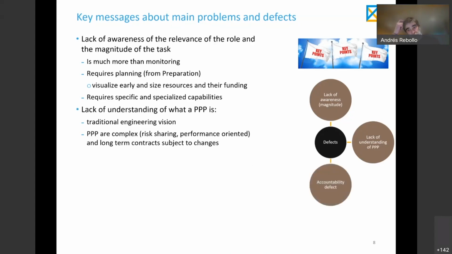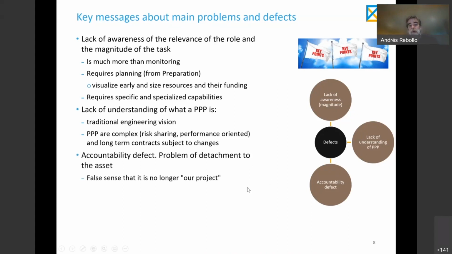A third problem with respect to contract management is the defect in accountability. The problem is the detachment from the asset. It is this feeling that when doing a project as a PPP, the project is not our project anymore. And that's a false impression, because in reality, no matter whether we are delegating most of the tasks to develop the project, the government is still responsible for them. It should be accountable to society. It should be accountable for any mistake, any error, any problem with the project, including the lack of performance of the private party.